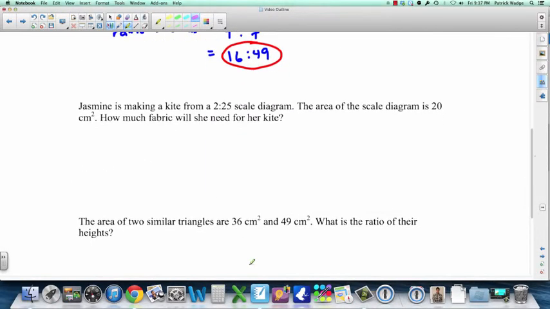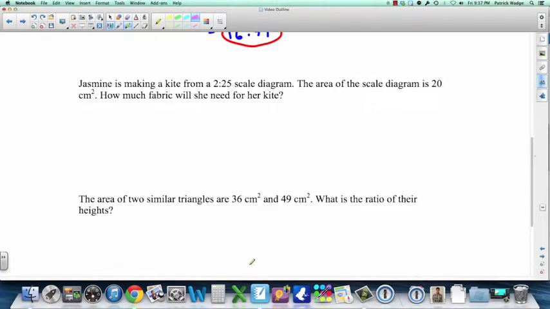Okay, Jasmine is making a kite from a 2 to 25 scale diagram. The area of the scale diagram is 20 centimeters squared. How much fabric will she need for her kite?